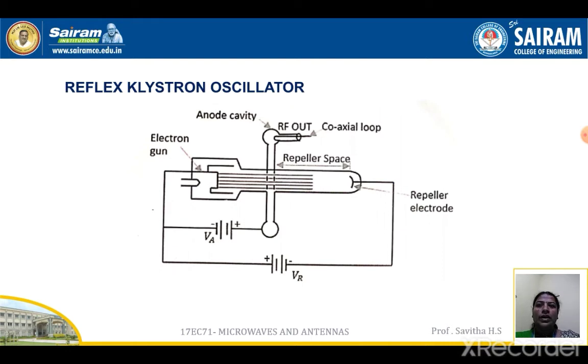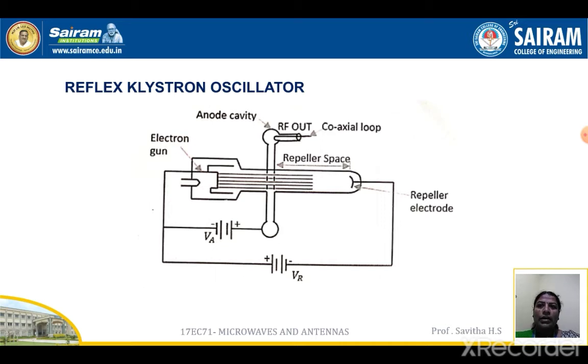So the next topic is the reflex Klystron oscillator. You can see here the diagram of the reflex Klystron oscillator. It consists of an electron gun, anode cavity, RF out, coaxial loop, repeller space, repeller electrode, VA and VR.